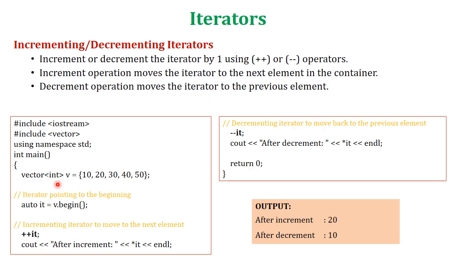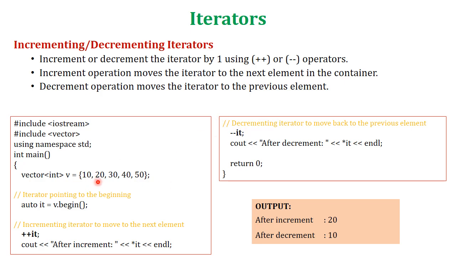We will see one example. Vector v equals a collection of elements. Then it equals v dot begin. So now the pointer is starting from the first element. So now what does plus plus it mean? Already the control is here. Plus plus means automatically the control is moved one position. So what is the result now? 20.